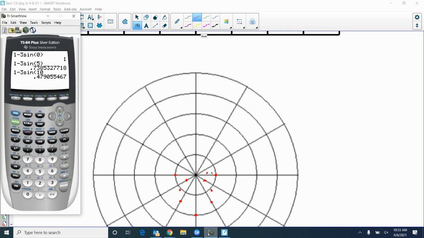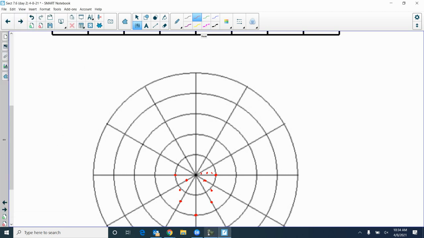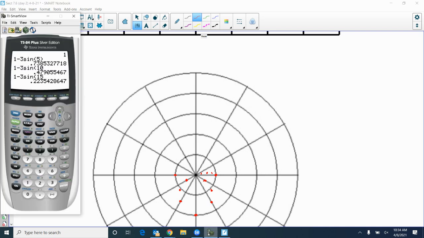What happens at 15? 1 minus 3 sine of 15. 0.2. Where's it heading? It's heading to 0, right? Now, I'm not sure exactly where it's going to get there, but at 15 degrees, it's at 0.2. And what happens at 20 degrees? 1 minus 3 sine of 20. Now it's negative. And then what happens at 1 minus 3 sine of 25? Negative 0.26. So now at 30 degrees, it's negative 0.5.